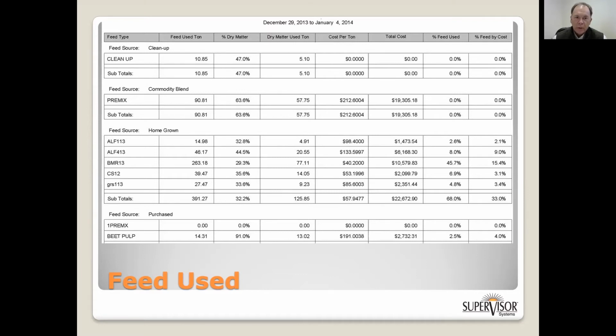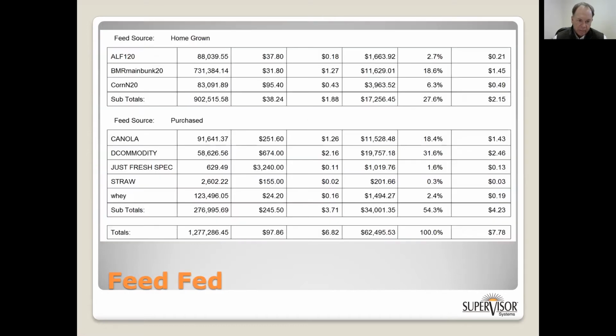We're looking here at feed used. And feed used is defined by everything that enters the mixer. So whether it's feeding waybacks or cleanup back to the cows, our pre-mix levels, for a given period of time, we can look at how many tons of each feed were fed, the value of each of these feeds, and also the percent that it makes up of our total feed cost. So feed used is what's put in the mixer. Feed fed is what's actually fed to the cows. If those two numbers differ, something's going on.